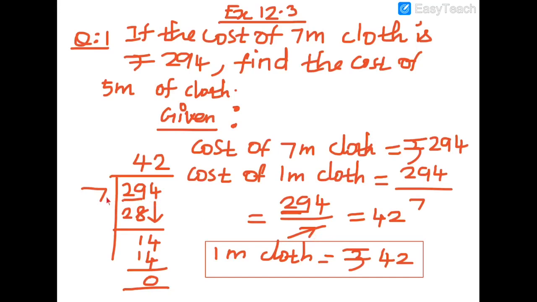2 will not divide by 7, so we take the next digit. 29: how many 7s will come? 4 sevens are 28. 29 minus 28 is 1. Then this 4 comes down, that means 14. How many 7s in 14? 2 sevens are 14. So 1 meter cloth costs 42 rupees.